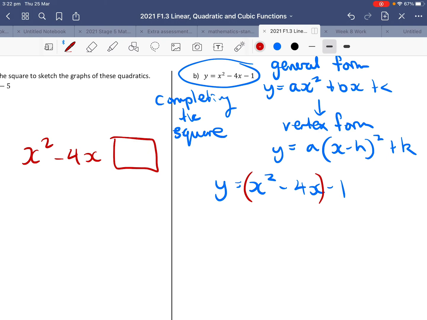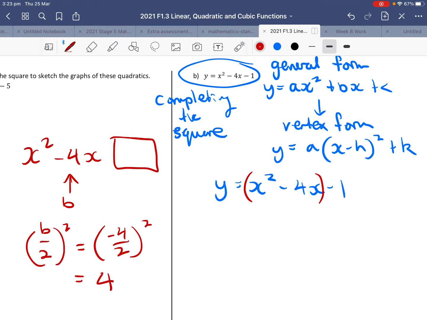Now, when we were completing the square, the method we used was we took the b, which is this second value, and we halved it and then squared it, and that would find what that term is. So in this case, (b over 2) all squared would be (minus 4 on 2) all squared, which is minus 2 squared, which is 4. And so the value that we'd want on the end would be 4.